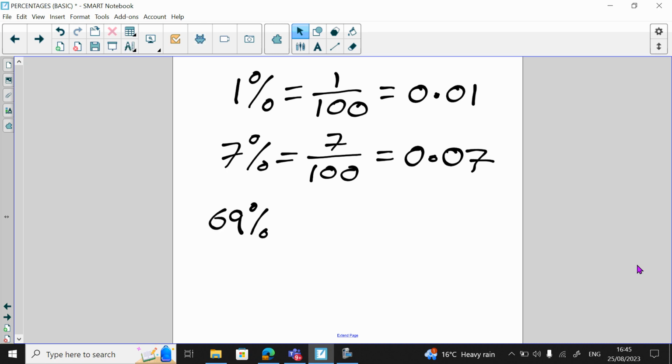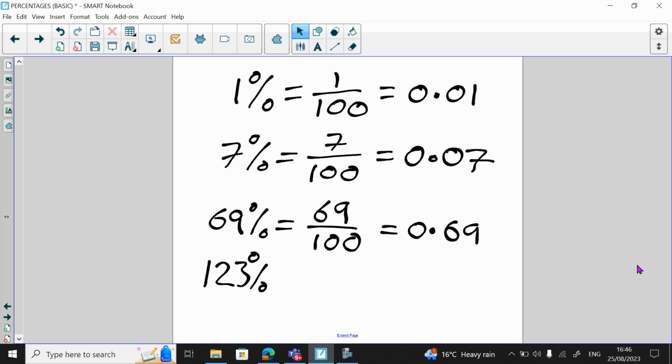Okay, 69%, just picking arbitrary figures here to get a little routine. 69 over 100, 69 divided by 100 is 0.69. So let's go bigger than 100, because there are percentages bigger than 100. 123%, well that's just 123 over 100, which is 123 divided by 100. And that is, this time, 1.23 hopefully.